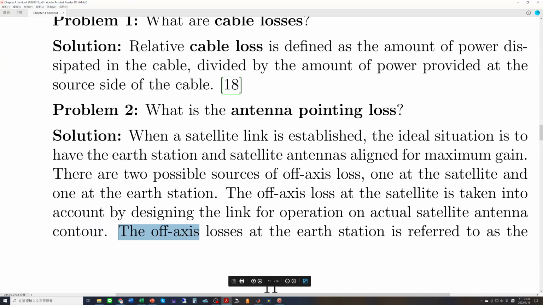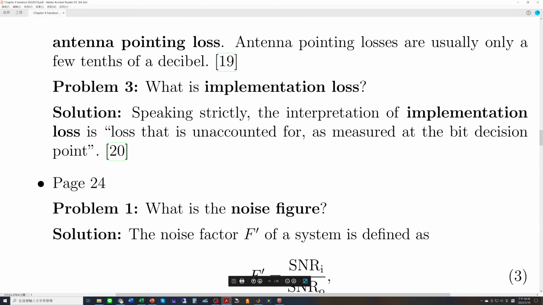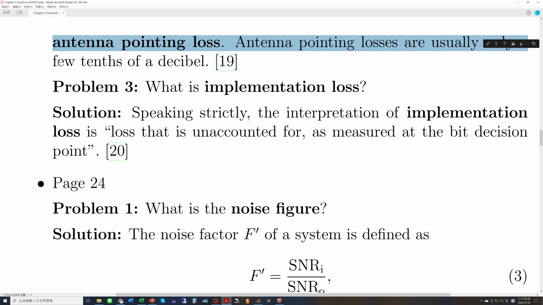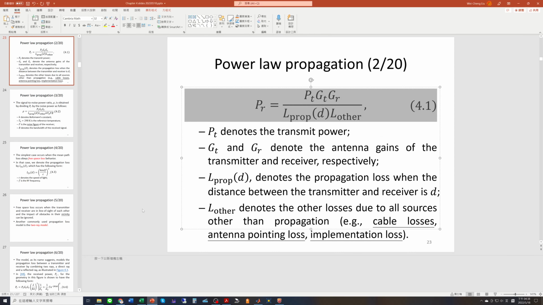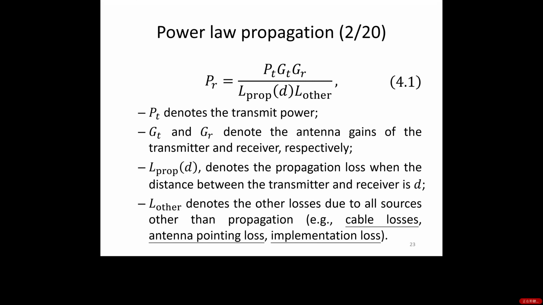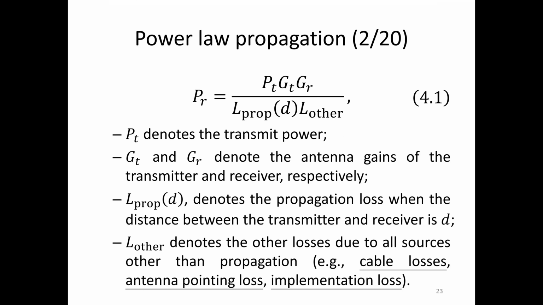The off-axis loss at the Earth station is referred to as the antenna pointing loss. Antenna pointing losses are usually only a few tenths of a decibel. Let us go back to the slides. Antenna pointing loss, and the next is the implementation loss.